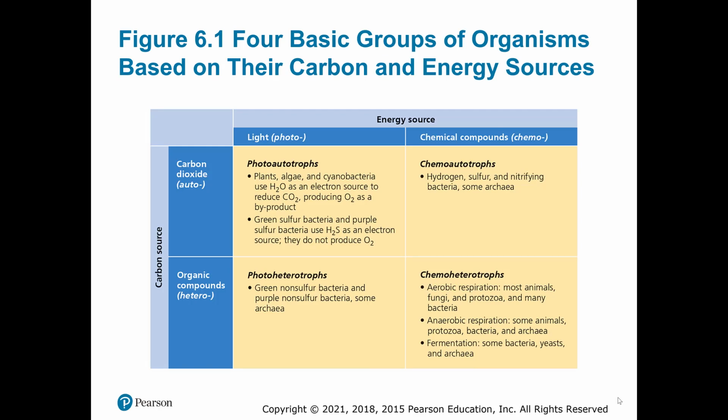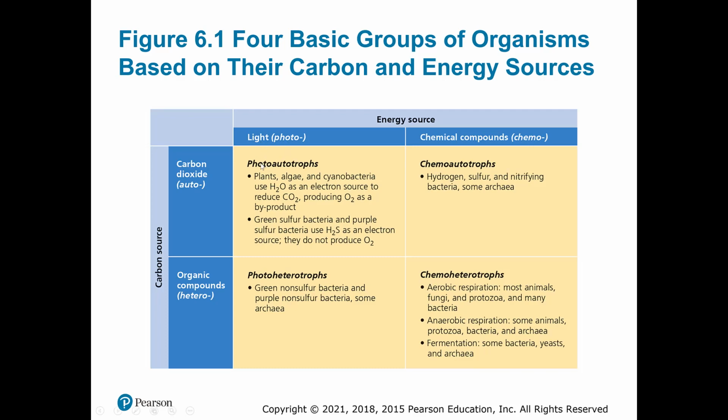And so this chart here, this is figure 6.1 in the textbook. This is a nice summary of how we can classify bacterial cells and other organisms based on those two requirements. On the left are the two different prefixes that we would use to identify the carbon source for that particular organism. And up on top, it's the energy source. So let's look at this. Photoautotrophs. The photo is referring to where that particular organism is getting their energy from.